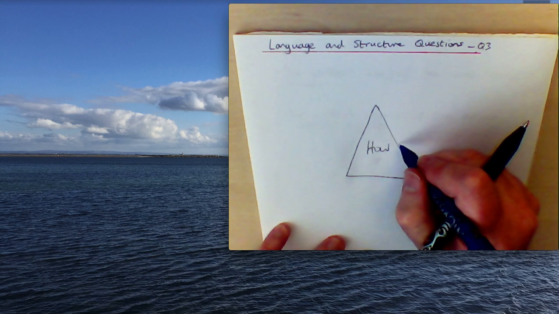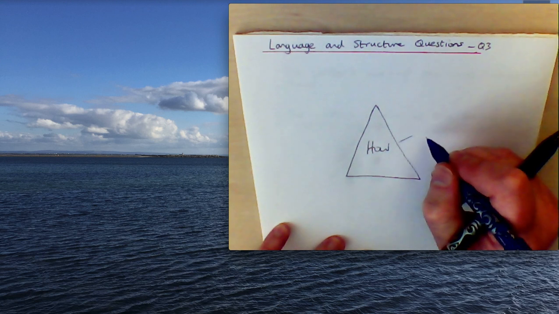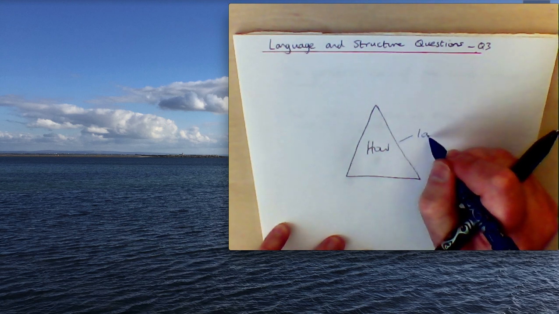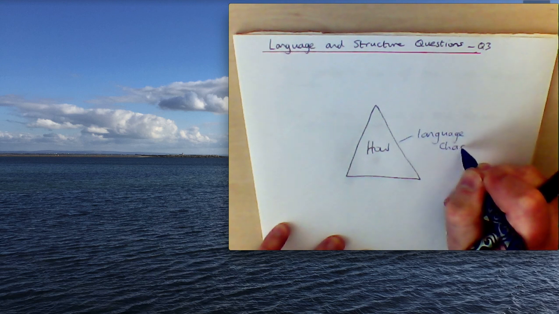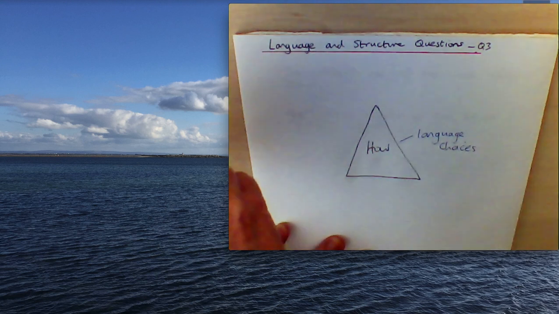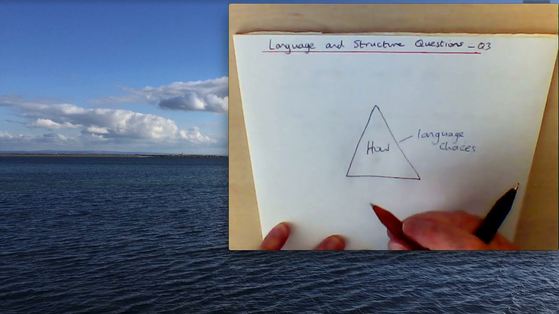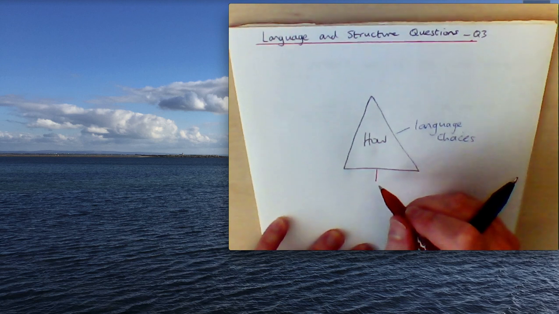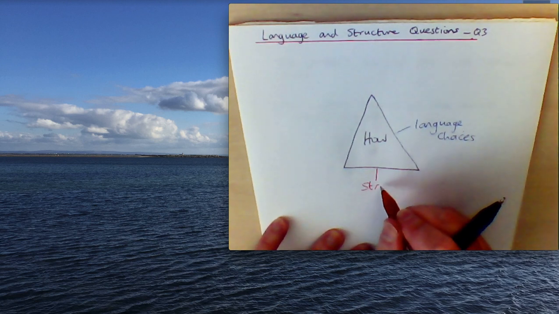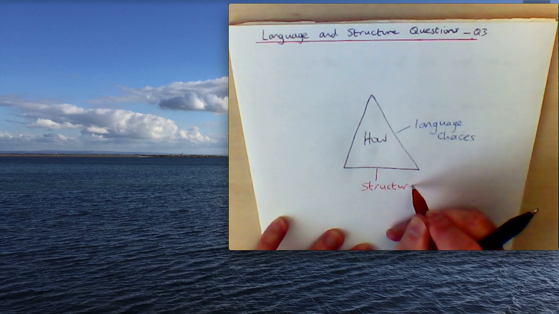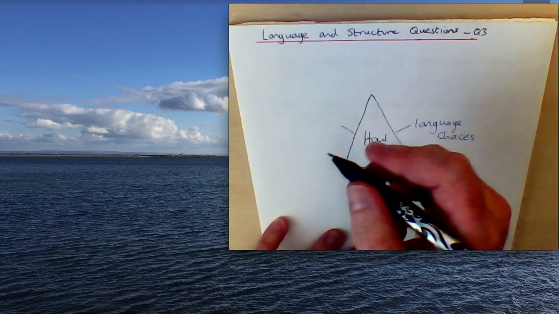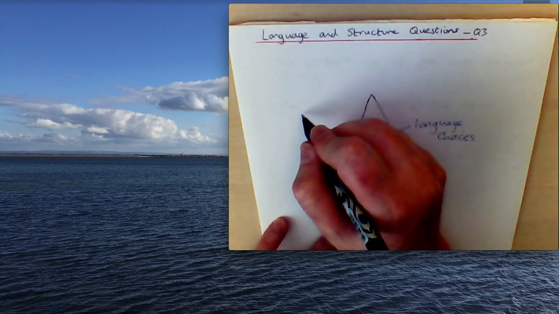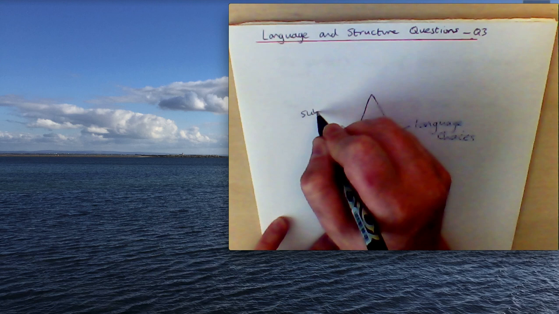In the how question, there are always three things that you need to bear in mind. A how question is always going to ask you to analyze language choices. And it's going to ask you to say something about structure. And it's also going to ask you to use your knowledge of subject terminology.